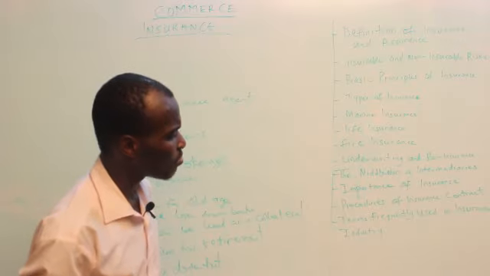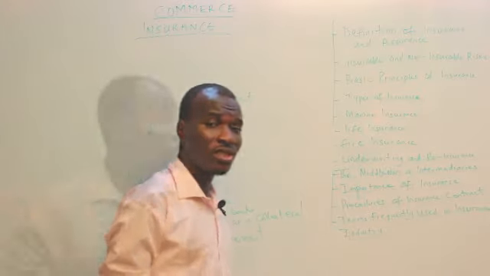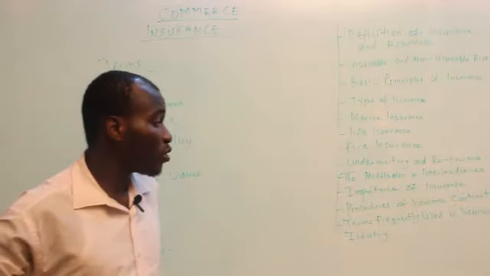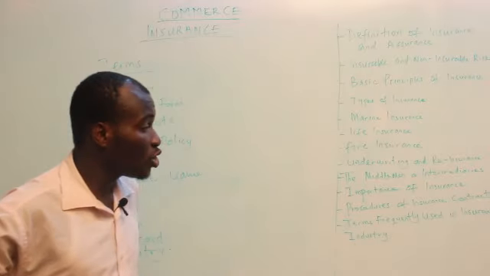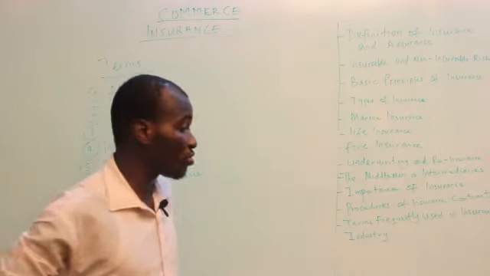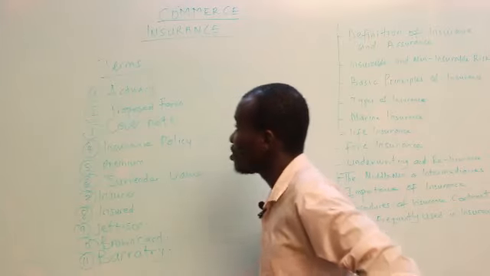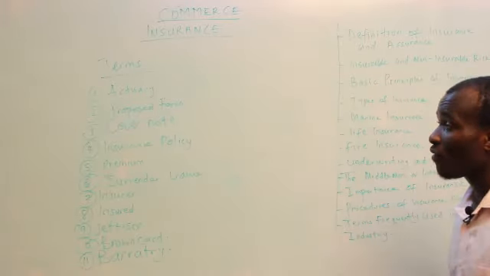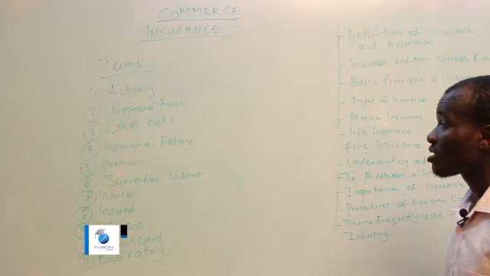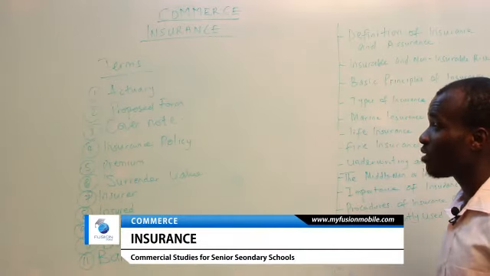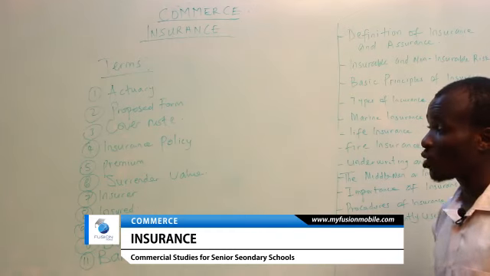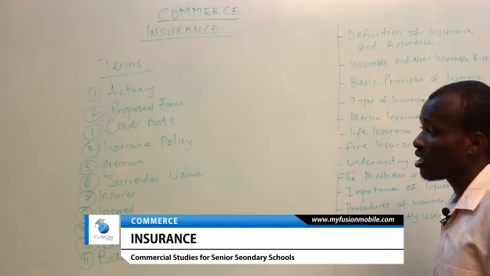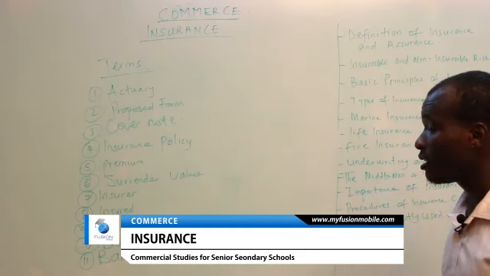Then the next thing is terms frequently used in the insurance industry. We have different terms used in the insurance industry. We have the actuary, the proposal form, the cover note, the insurance policy, the premium, the surrender value, the insurer, the insured, the jettison, the bill of lading, and the barratry.